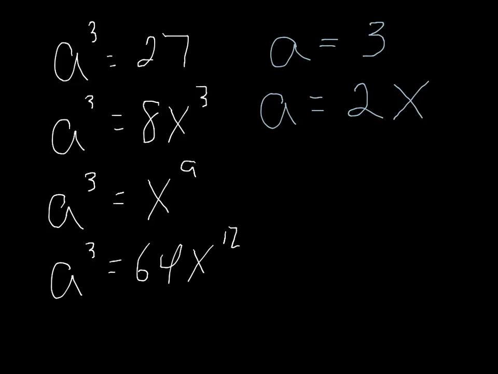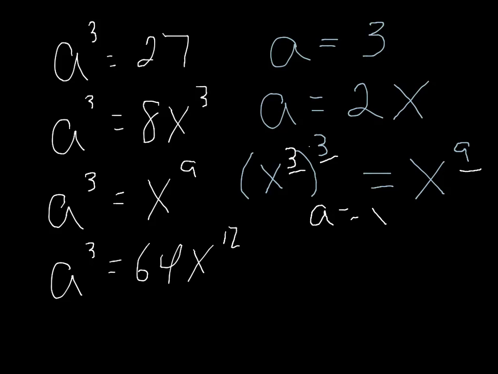Now we move on to if A to the third is equal to x to the ninth. And so at this point, perhaps if I think about it like this, I want to get an answer of x to the ninth. What power of x do I raise to the third power to get to the ninth? So the answer to that is 3, because my x to the third raised to the third, according to our exponent rules, I would multiply these two numbers. So 3 times 3 is equal to 9. Therefore, my A is equal to x to the third.